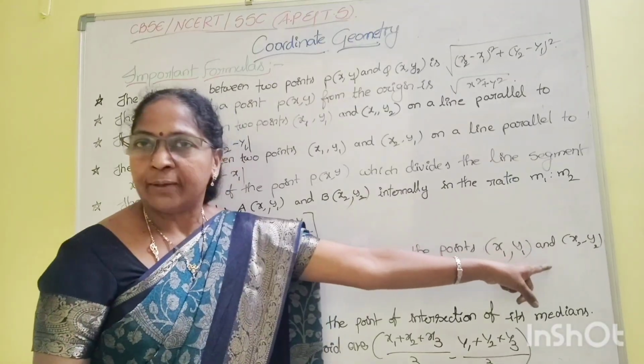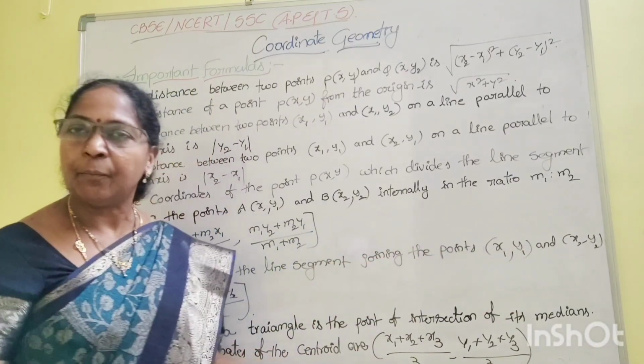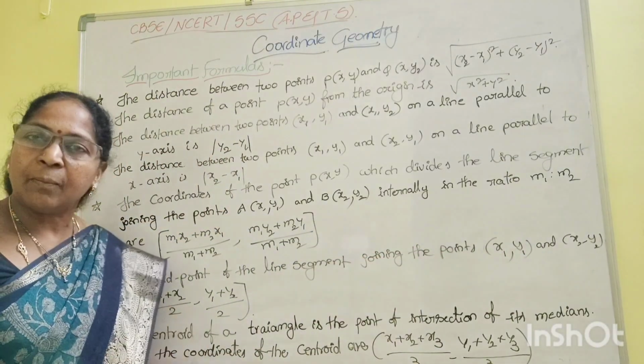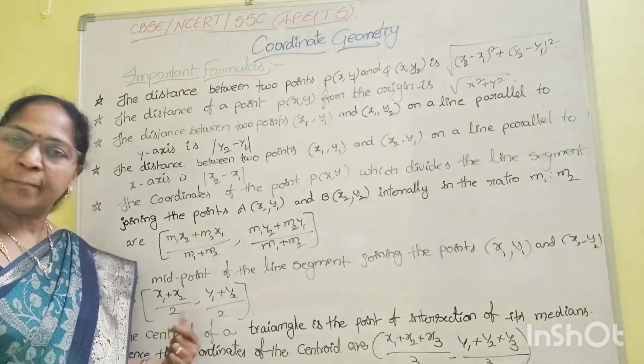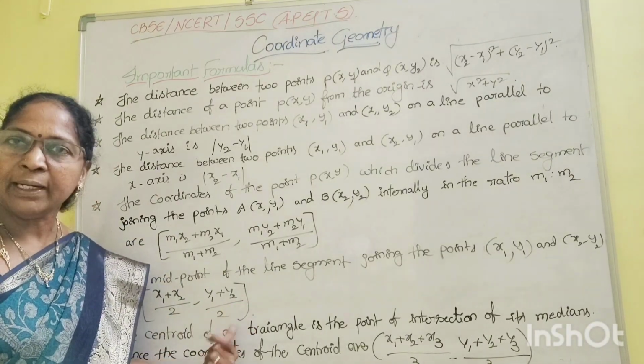And the next one is the midpoint of a line segment joining the points x1 y1 and x2 y2. Those 2 points' midpoint value is equal to, what is the formula? x1 plus x2 by 2 and y1 plus y2 by 2.